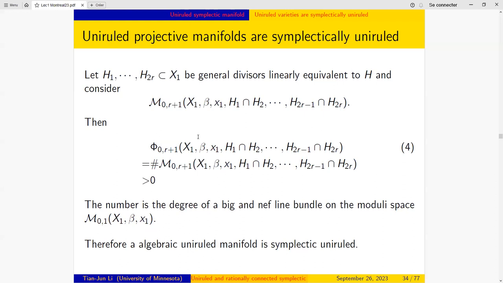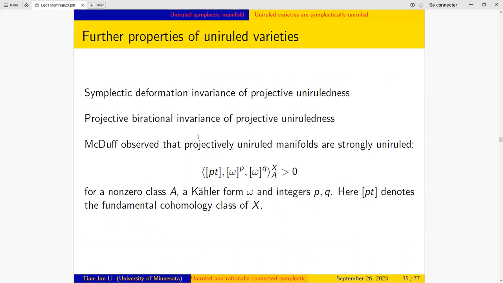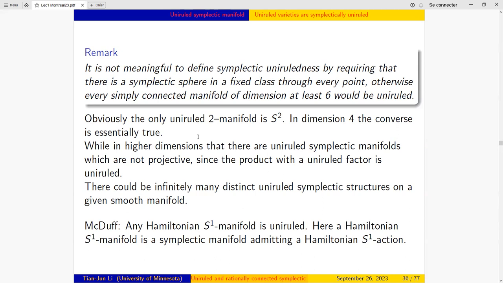Okay. And furthermore, you can show this projective uniruled is invariant to the symplectic deformation. And actually, you also show that you can choose the insertions in a particular way. Show that the projective uniruled manifolds are strongly uniruled: just use three insertions, you get an invariant with just three. So that's it. Here's a slide of several remarks.